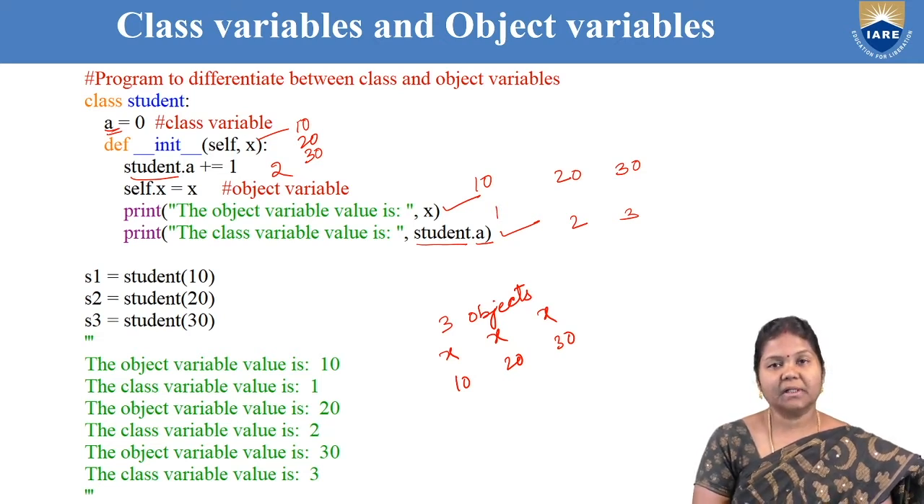But class variables are shared among all the objects. That is the reason the class variable values are incremented from 1 to 3, because we have created 3 objects.